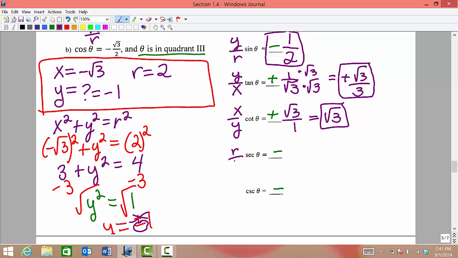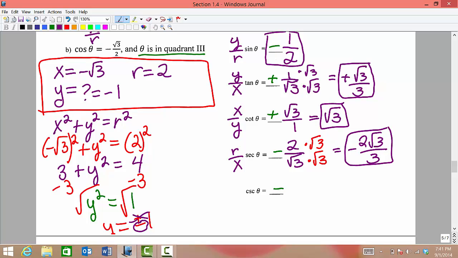Secant is r divided by x. R is 2. X was negative square root of 3, but we already have the sign there, so we just need the number. And we need to rationalize. Multiply top and the bottom by the square root of 3. And we get negative 2 square root of 3 all over 3.